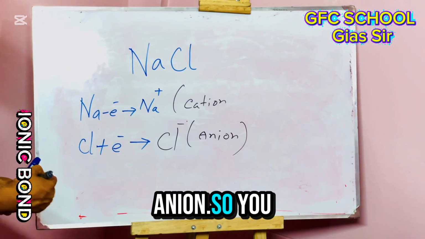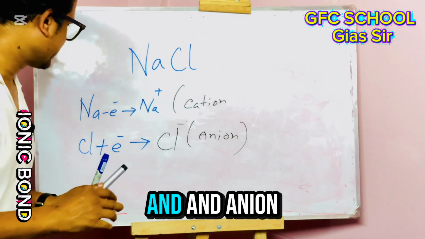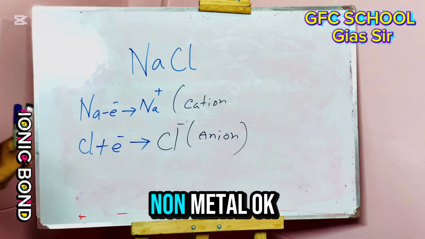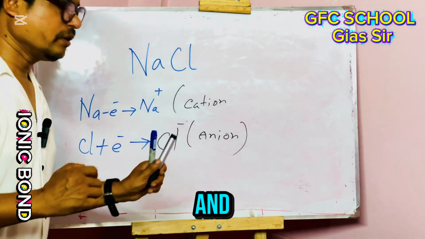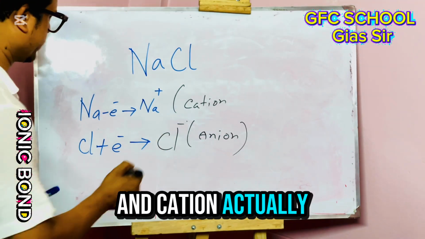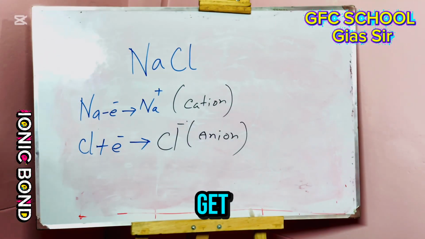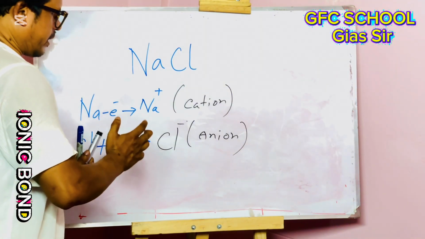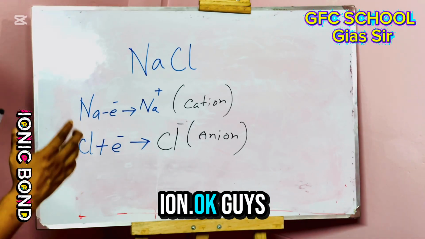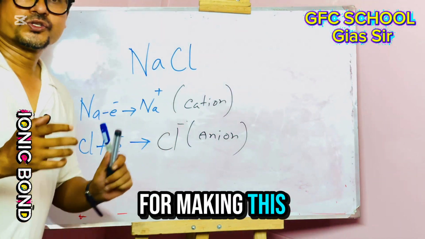So we have to understand: cation means electron release, and anion means electron is added to a non-metal. Anion is normally from non-metal, and cation is from metal. From metal we get cation, and from non-metal we get anion. Guys, this is what we have to remember for making the sodium chloride bond.